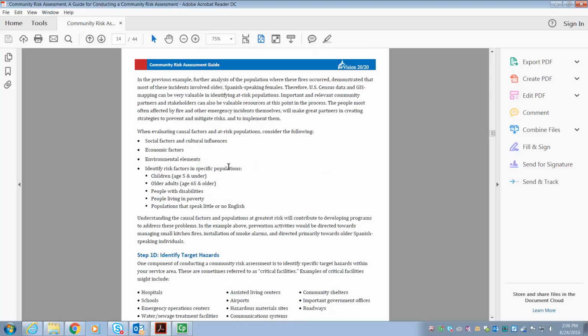Social factors, cultural influences, economic factors, environmental factors. These populations that are listed here, children age 5 and under, older adults age 65 and older, people with disabilities, living in poverty, and speak little or no English are our high risk audiences. Those are the people where we find in communities, no matter what the problem is, they are at a higher risk. So if you have those in your community, that may be your target population.